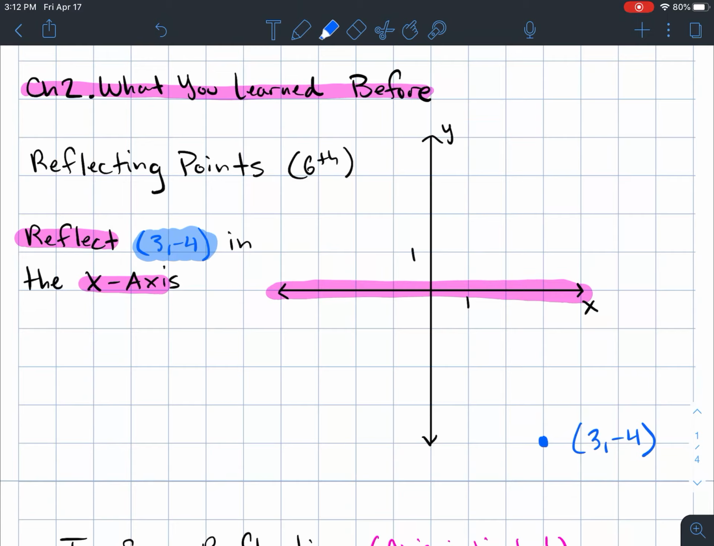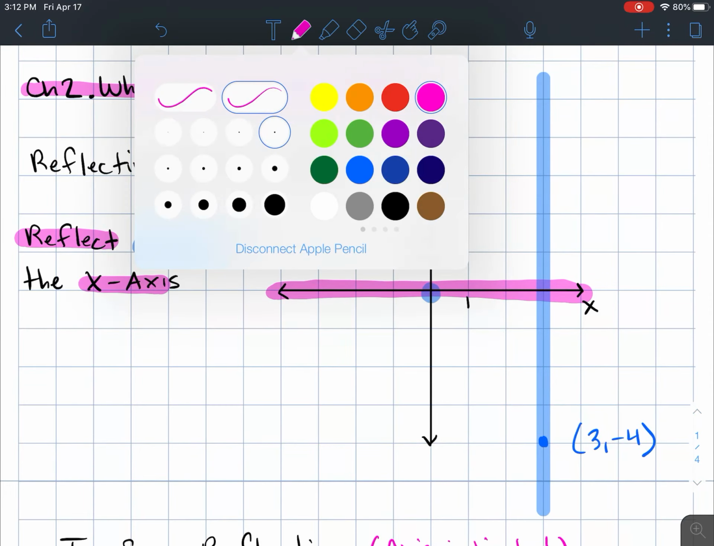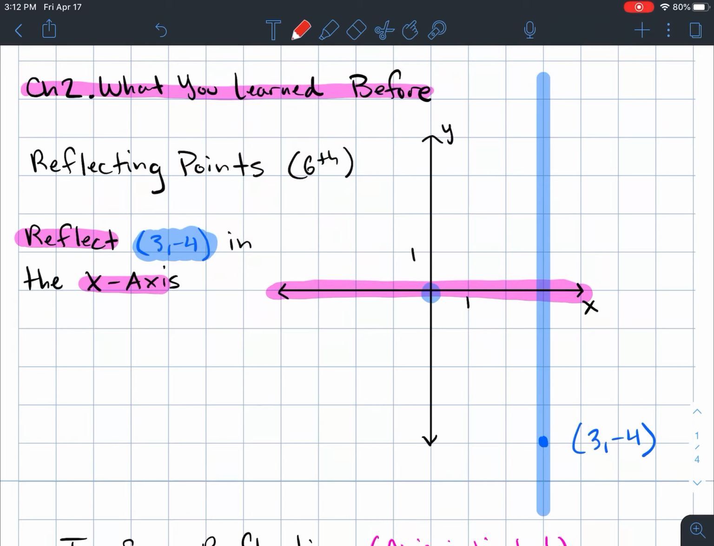So remember, we would take the origin as a starting point, and we would go over 1, 2, 3, and down 1, 2, 3, 4, and that's where our point would be. And now if we're going to reflect it over the x-axis, that means we're going to take it and we're going to move it somewhere over in this direction. All we have to do is really maintain this line, this vertical line, since we're making a reflection over the x-axis, and just count the distance it is away from the axis itself. So 1, 2, 3, 4.